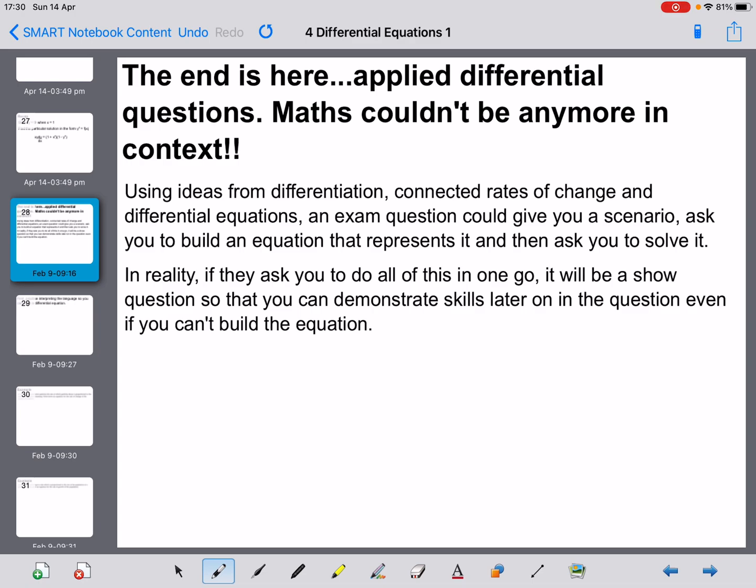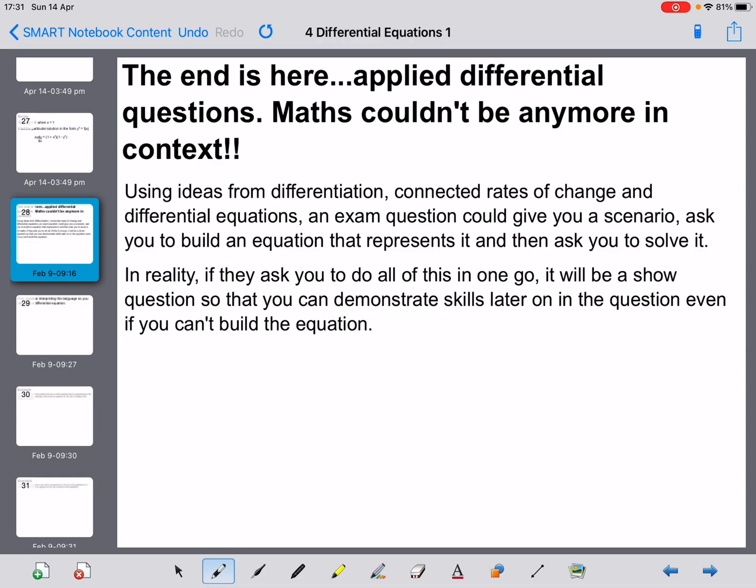So before we look at massive questions where everything is involved, it's probably worth just looking at the forming part to begin with, looking at the sort of language that you might have to deal with. Sometimes it involves proportionality, others not. Sometimes it involves connected rates of change, others not. So we'll just look at the forming of the differential equation in this particular video, and then we'll go on to look at some complicated questions where we have to form and then solve.